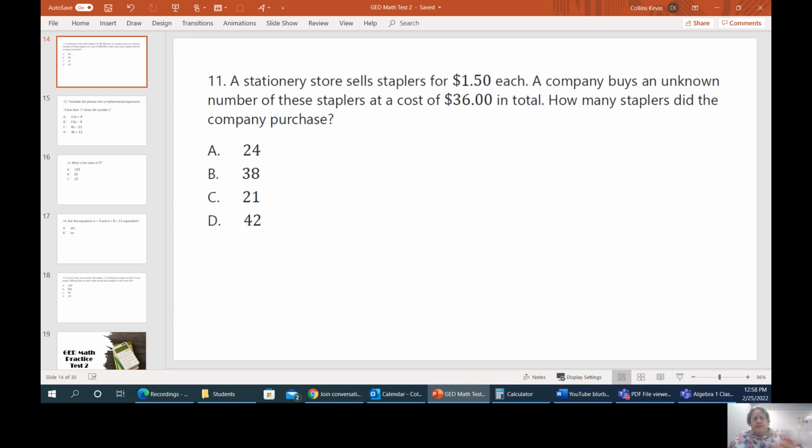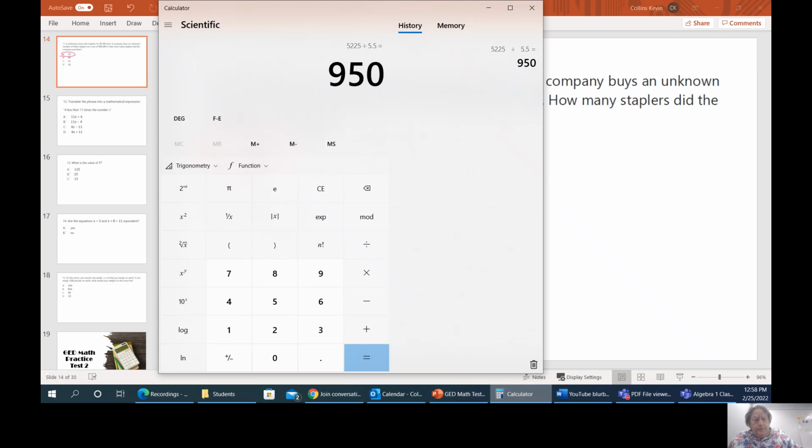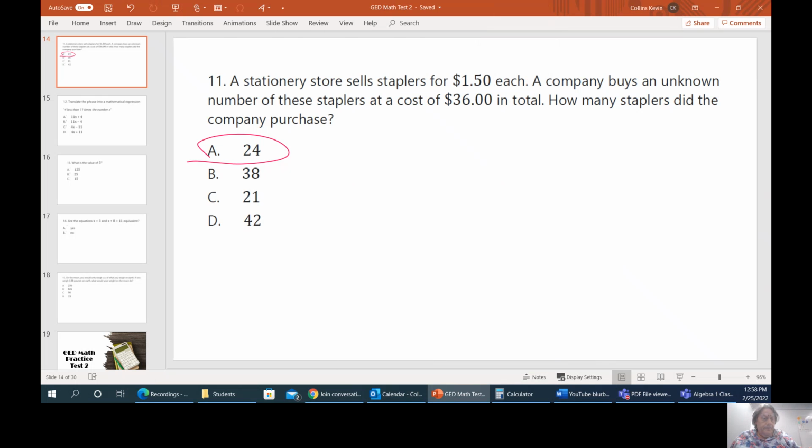Okay, so this is pretty easy. These are $1.50 a piece, so 2 of them are $3, right? And 3 times 12 is 36. Basically you've got 2 times 12, so that's going to be 24. But of course, you can use your calculator. You're just going to take 36 and divide it by 1.5, and there's your answer. That one was easy peasy, right?